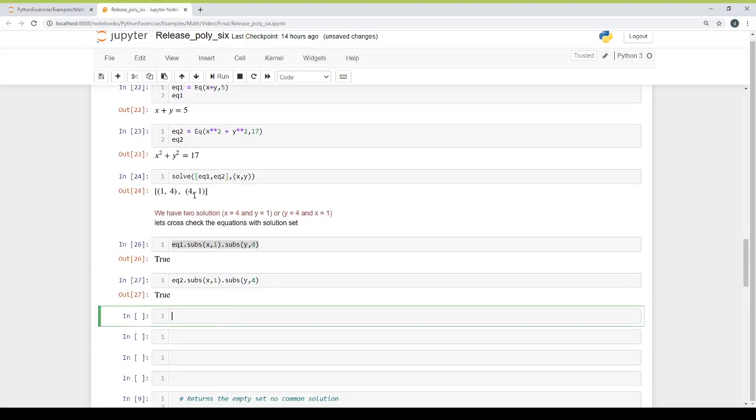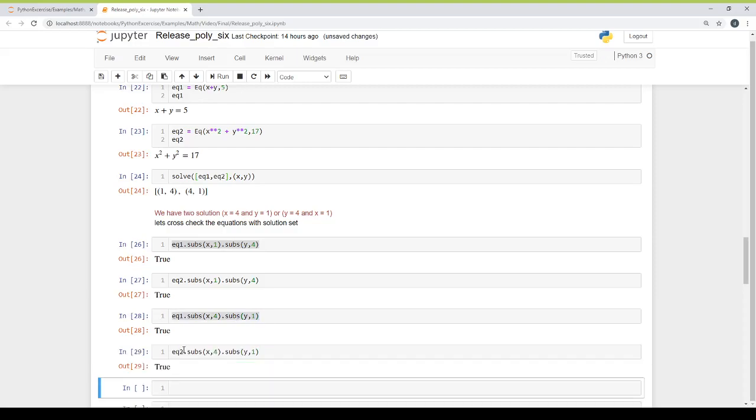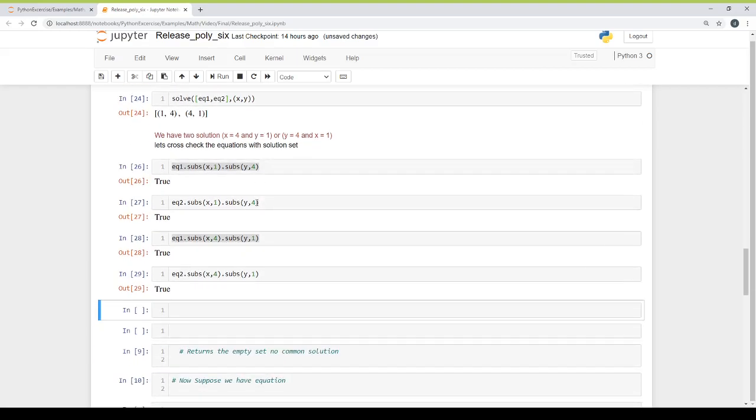And now check the value 4, 1. For that, in equation 1, x value is equal to 4 and y value is equal to 1, and this is also true. Check it for equation 2. Equation 2, this is true. So by calling the solve method, we can check a common solution for equation 1 and equation 2 for the values of x and y.